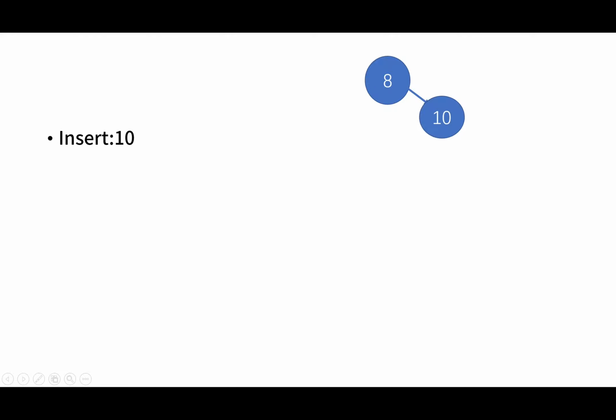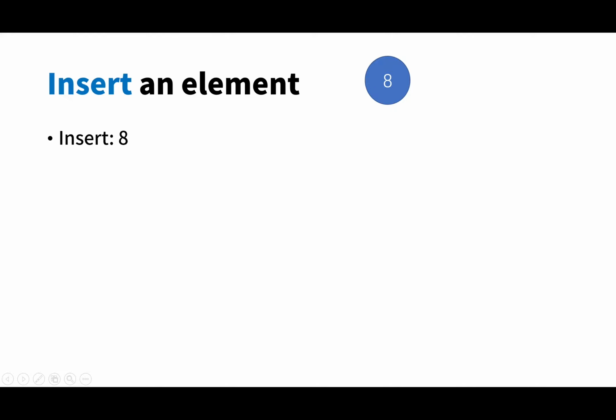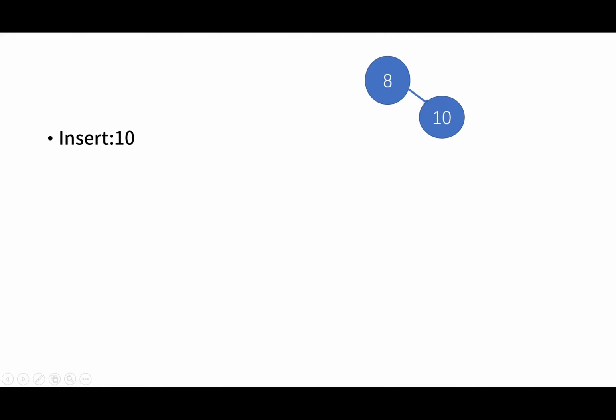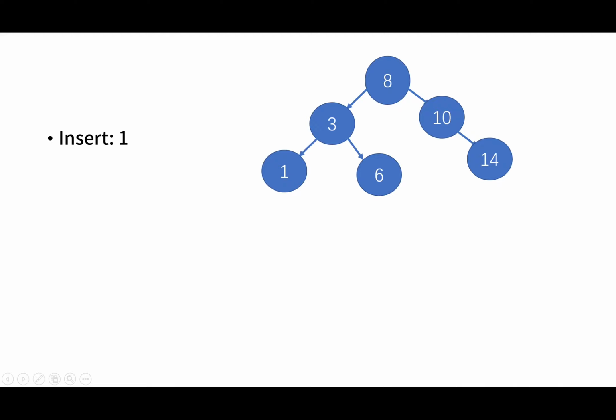We see another example. If this is an empty tree, we insert 8, it will be the root of the binary tree. And we insert 10, insert 14, 3, insert 6, insert 1, insert 7, insert 13, insert 4.